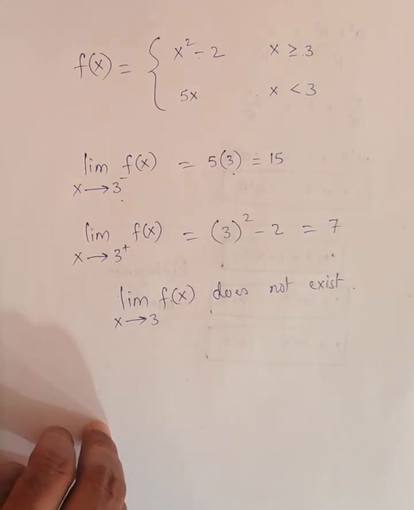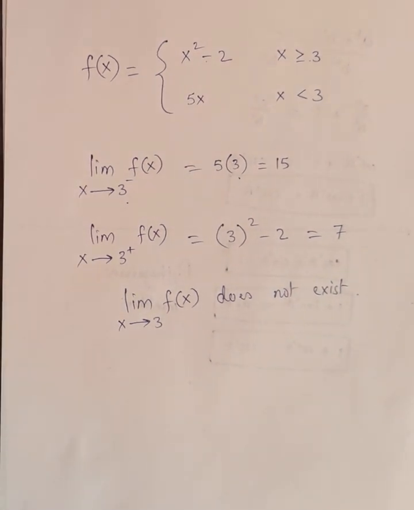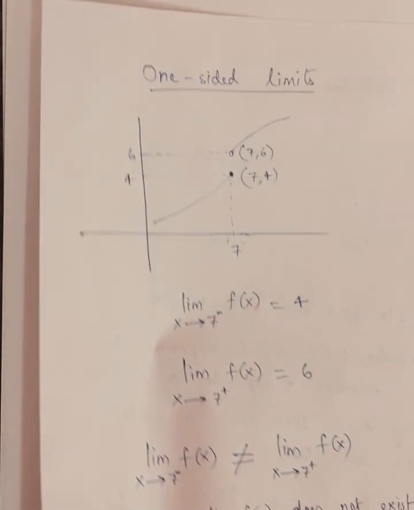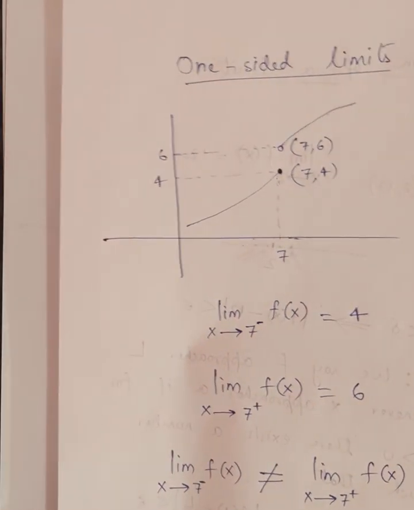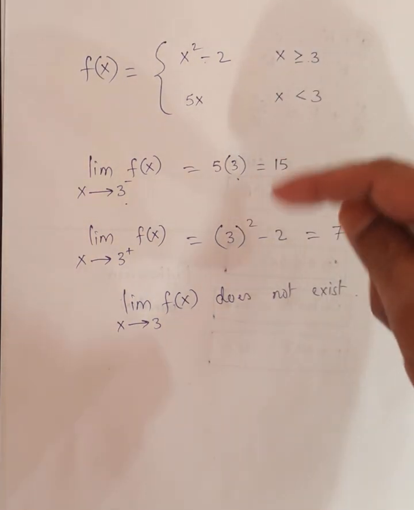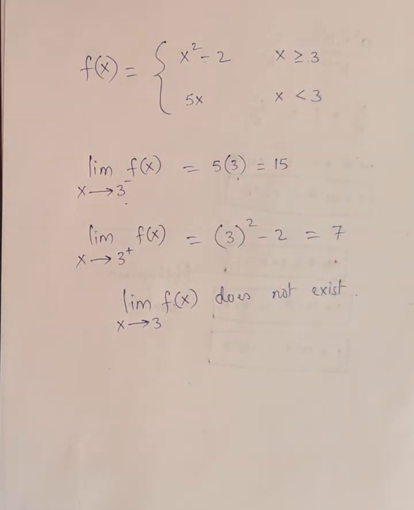All right, these are the two examples of one-sided limits we have seen. It could be either presented as a graph or a piecewise function, and you do the same. For a graph, it's easy to tell. For a function, you'll have to plug and check. So that's all I have for this video.